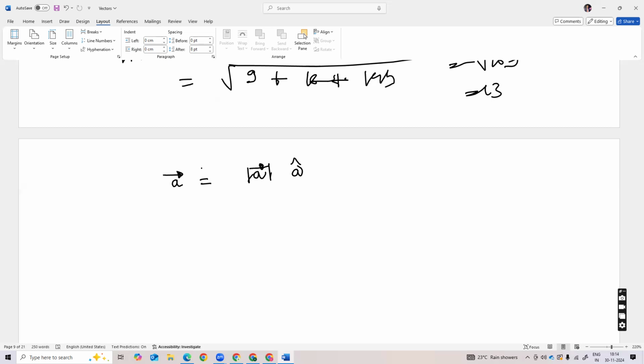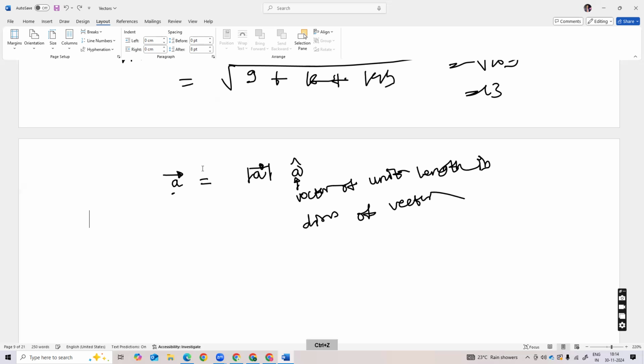So here unit vector A is representing, generally we use i, j, k for x, y, z direction, it is general notation. However, here unit vector A is basically a vector of unit length in the direction of vector A.